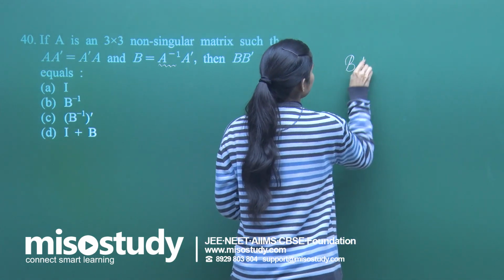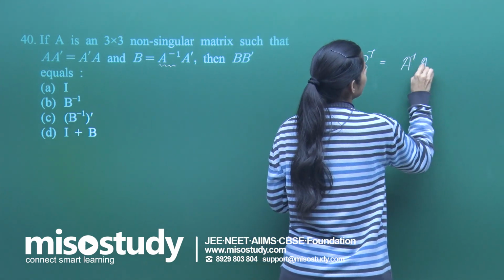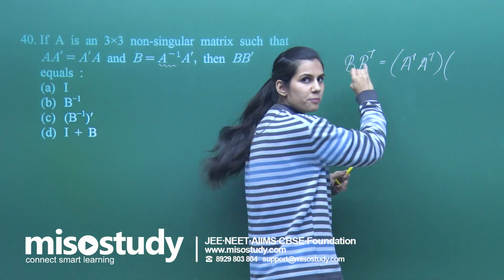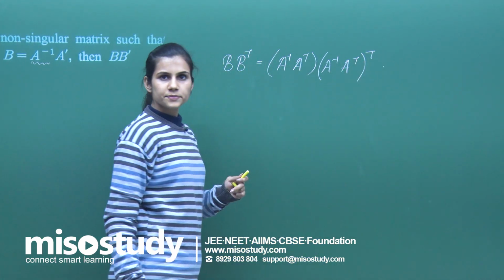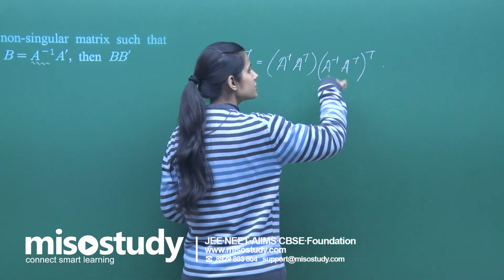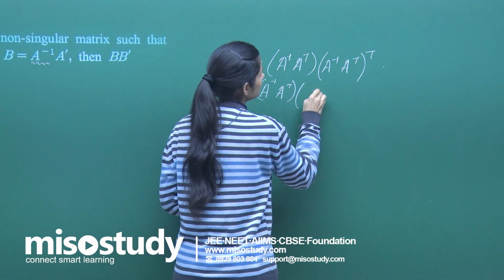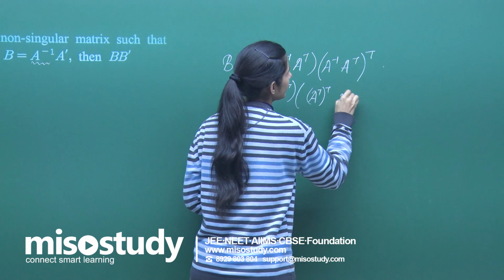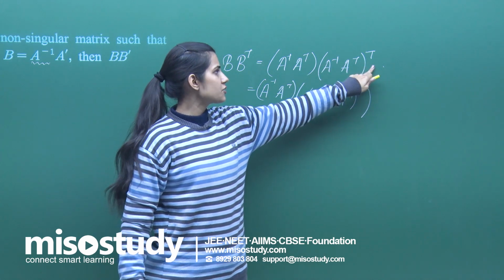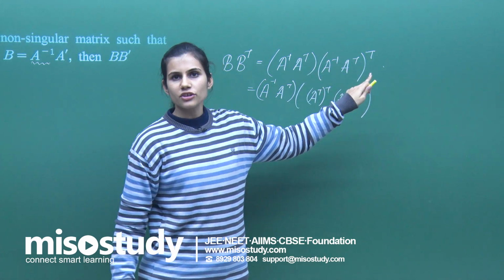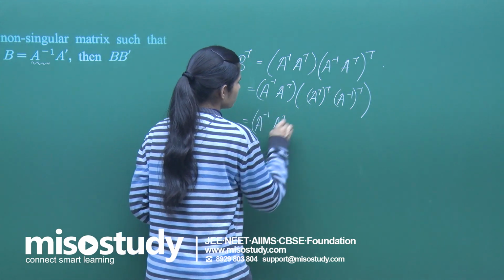Carefully, B transpose. What is B? B is A inverse A transpose. Then you have B transpose, that means (A inverse A transpose) whole transpose. Now you know (A B) whole transpose is B transpose A transpose. So this is A inverse A transpose; this becomes (A transpose) transpose (A inverse) transpose, because (A B) whole transpose is B transpose A transpose, the reversal law of transpose.